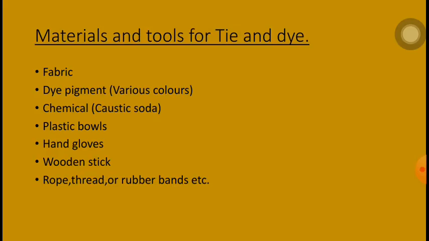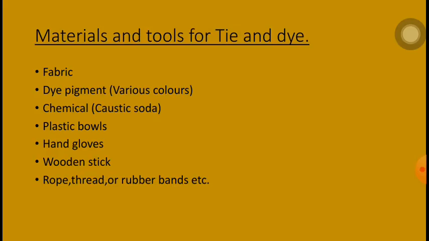Now the other one is the chemical, which is your caustic soda. We have our plastic bowl, which we'll be using to mix all these things listed out. Then the other one is hand gloves. The hand gloves are very, very important because you are working with chemicals. I remember one of those times that I worked with this dye, when I did this tie and dye practical, I wasn't wearing gloves. The chemicals will definitely tell on your skin. So ensure you wear your hand gloves whenever you are working with chemicals.